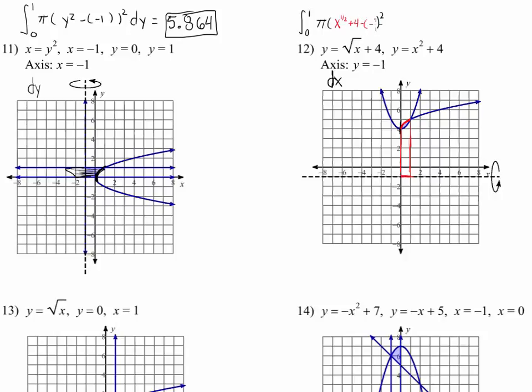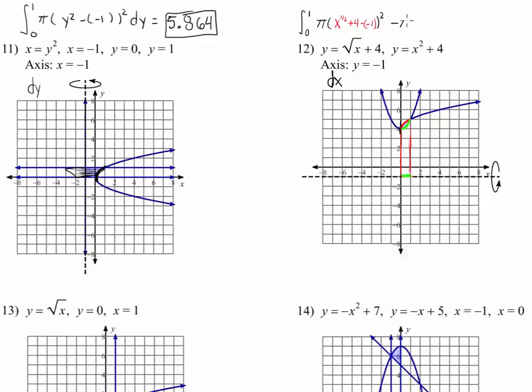Plus 4 minus, so top minus bottom. The bottom is my axis of rotation, which is -1. So that right there will give me the volume of the whole thing. But I don't want the volume of the whole thing. I want to get rid of all of this white stuff right here. So that is generated by this curve, and there's the bottom of it, the axis of rotation.